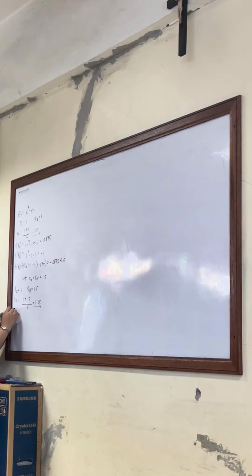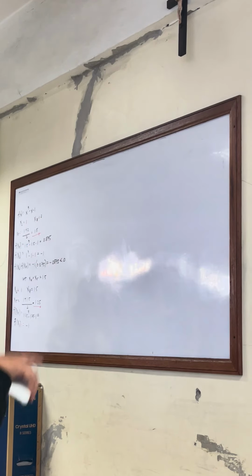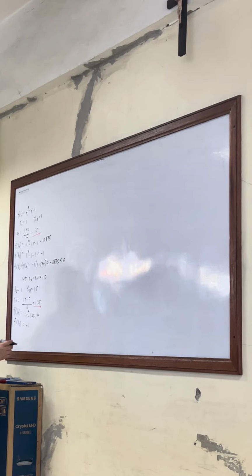Now f of x sub R is 1.25 cubed minus 1.25 minus 1. At least 3 decimal places. The result is negative 0.297.